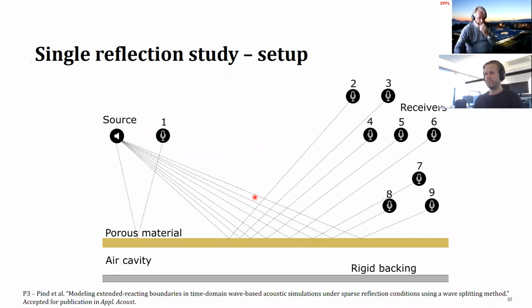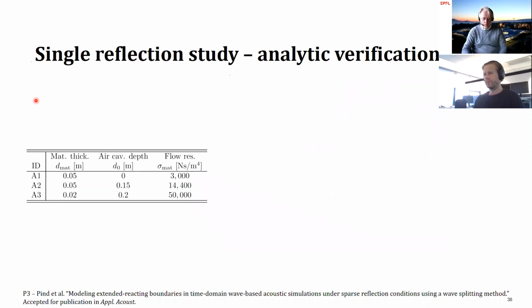We did a verification study where we have a sound source emitting a sound, hitting this boundary and being reflected back, so a single reflection case, but the wave is coming in at different incidence angles. And for this case, an analytic solution or true solution also exists. We work with 3 types of boundary conditions or room surfaces, all porous materials, but of different thicknesses, different air cavity depths, and different flow resistivities. Absorber A1 has the mildest extended reaction behavior, whereas absorber A3 has the strongest extended reaction behavior. This is very similar to a typical suspended ceiling.